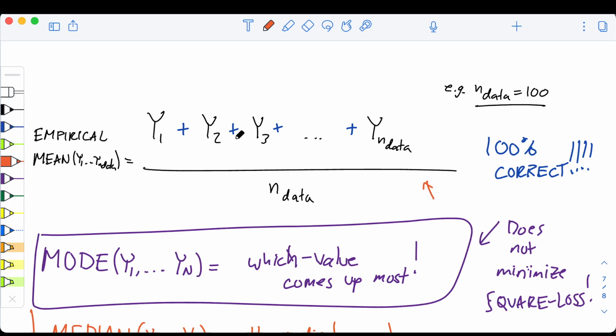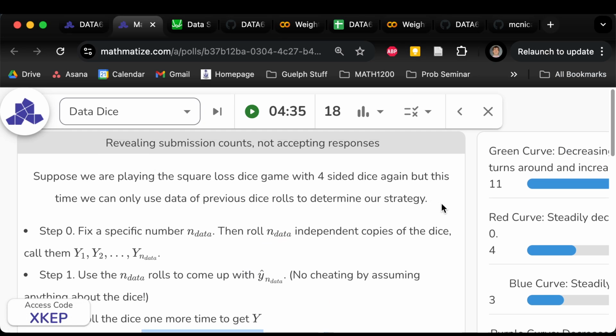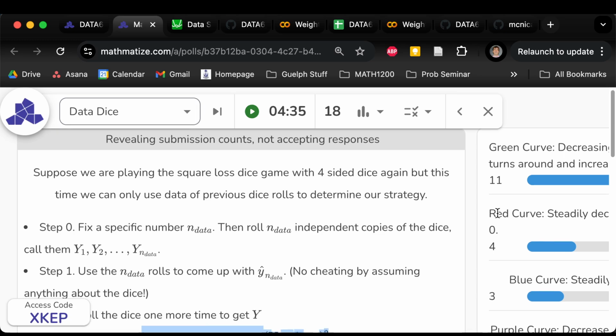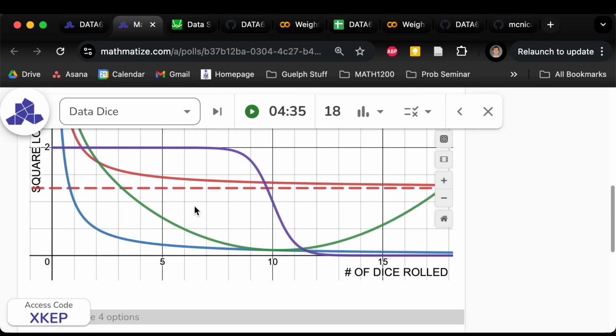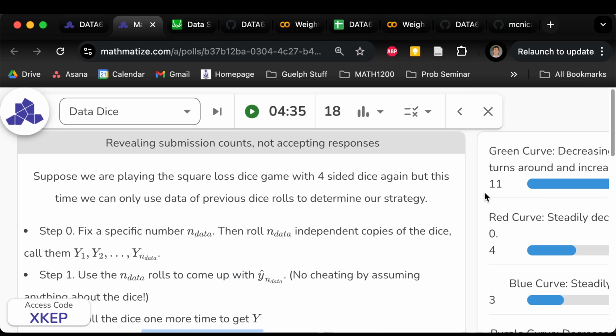Okay, so now we know we're talking about the mean. Let's look at the different graphs that were chosen. So 11 people chose the green one. That's slightly over half the people. And then everybody else is split between red and blue. The green graph goes down, down, down, and then it goes up, up, up. I will tell you for sure in this problem, the green graph is wrong. If you chose green, it's the wrong answer. It is one of the other options.